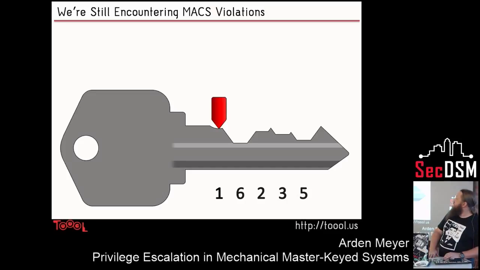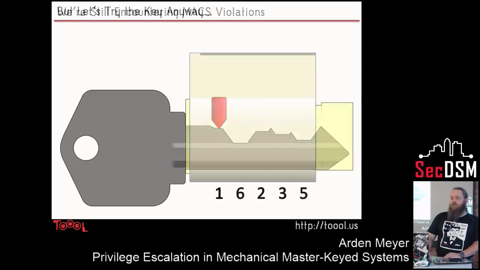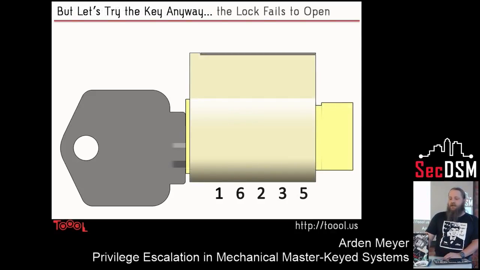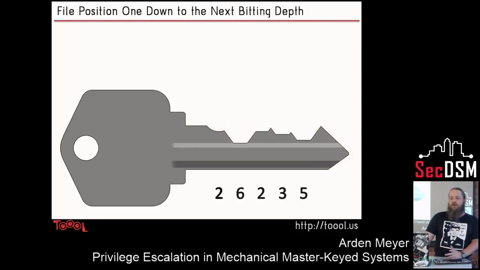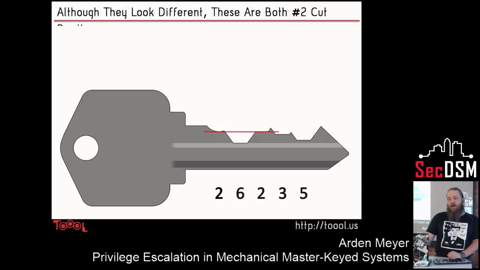Technically, we still have a MACS violation here because on Quickset, your MACS is a 4. So we've got a 1 and a 6. That's a delta of 5. So we still have a MACS violation, but give it a shot. We try it in the lock, and it won't work. We take the key out. We file it down to the next bidding level, depth of 2. Now we're out of that MACS violation.